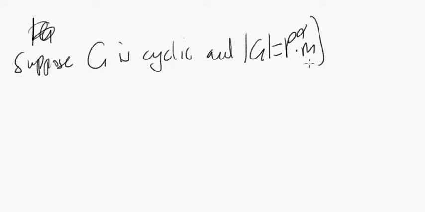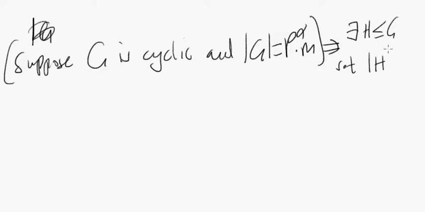Suppose G is cyclic, right? Suppose G is cyclic, and the order of G equals p to the alpha times m. Then, is it true that this implies that there exists some subgroup H of G such that the order of H equals p to the alpha? Right? That's a question. So before, of course, Sylow's theorem just tells us if the order of G equals p to the alpha times m, then there's a subgroup of order p to the alpha.